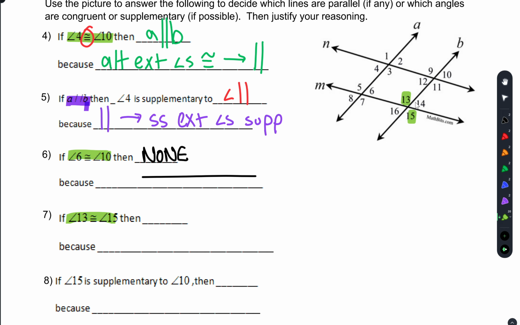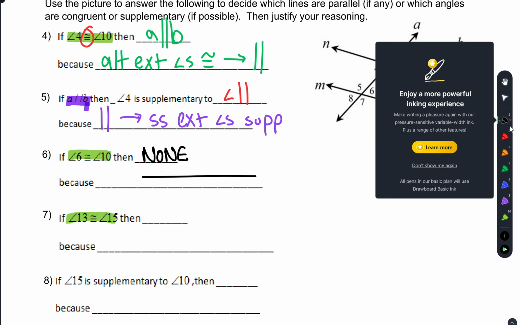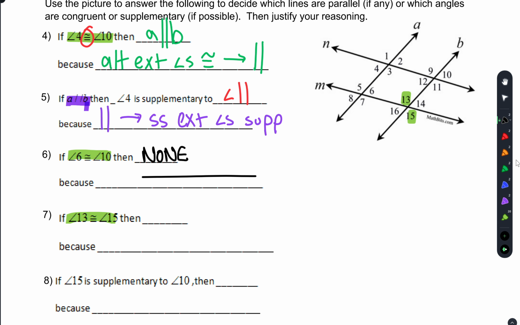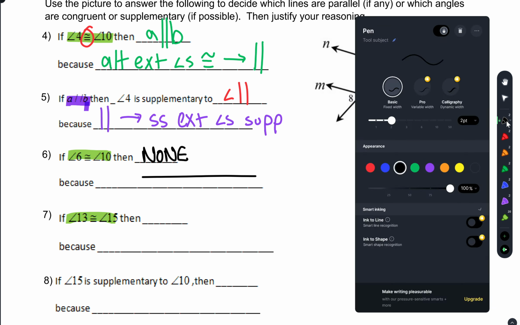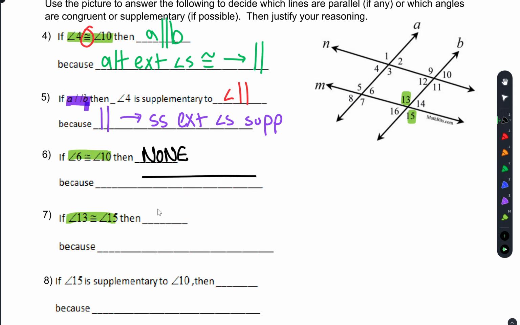But that still, once again, does not help me prove that those 2 lines are parallel. I cannot use that justification, 13 being congruent to 15, to say that lines are parallel. We can justify that 13 is congruent to 15 by the vertical angles theorem, but that does not prove parallel lines.